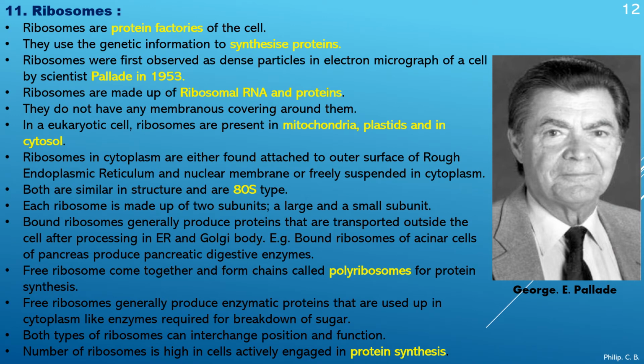Now coming to the next one, that is ribosomes. First, you can see on the right side George E. Palade, the scientist who first observed the ribosomes, right? So I put the image so as to see who the scientist is. As you can see in most of the chapters, wherever a scientist's name has occurred, I put their images also, so as to know who the scientist is, right?